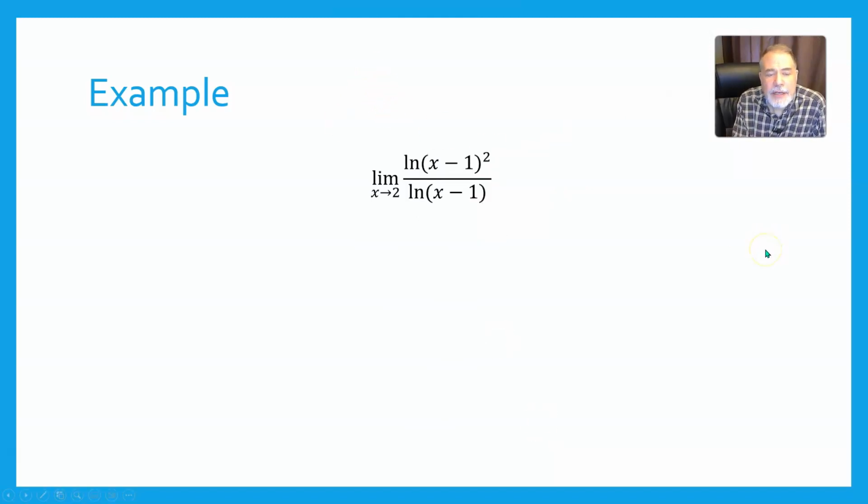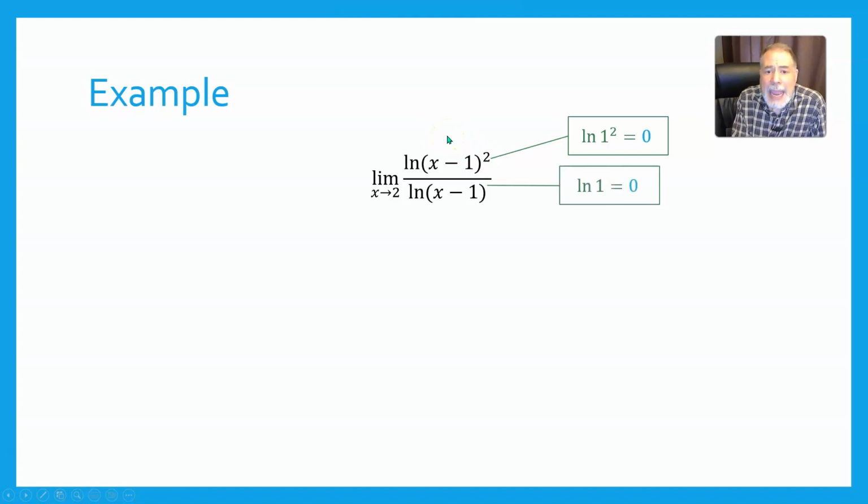What is the limit as x approaches 2 of the natural log of (x minus 1) squared over the natural log of x minus 1? Well, the numerator, as x approaches 2, x minus 1 is approaching 1, 1 squared would be 1, and the natural log of 1 would be 0. So we got a numerator that's approaching 0. And we've got a denominator that's also approaching the natural log of 1, which is 0. So another 0 over 0 kind of situation.